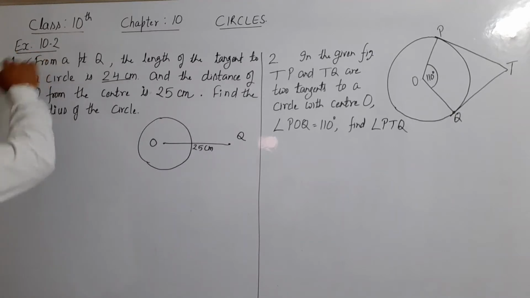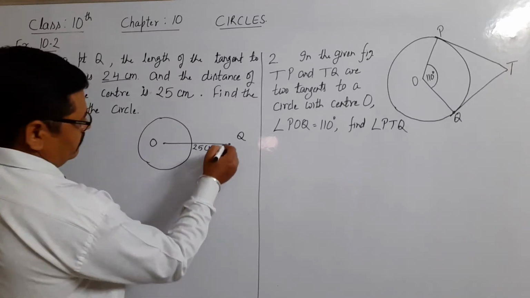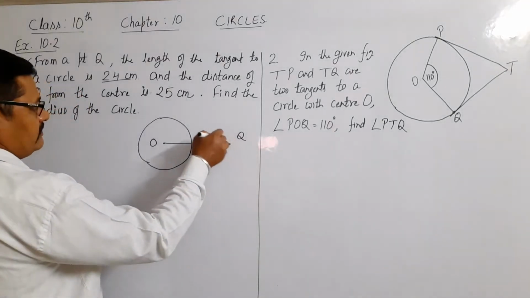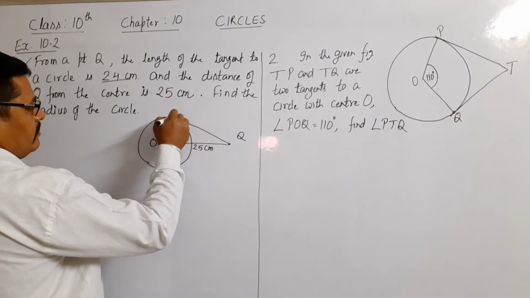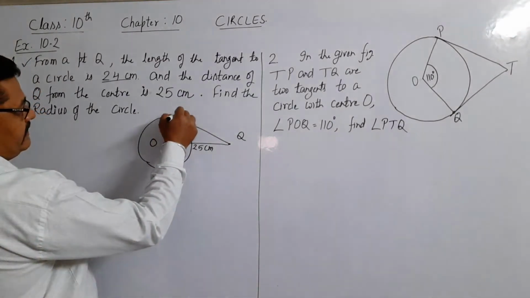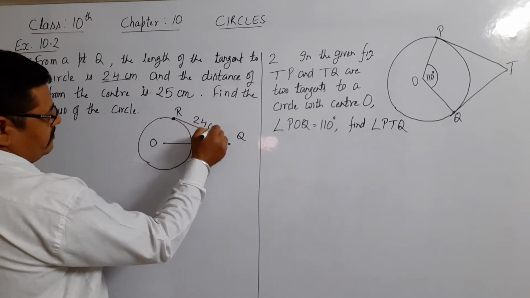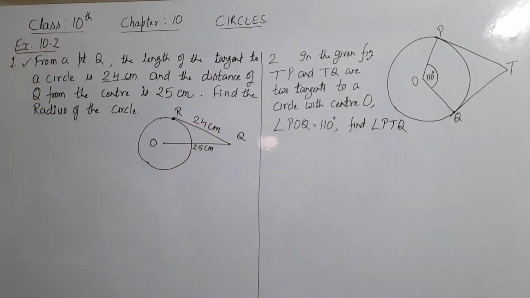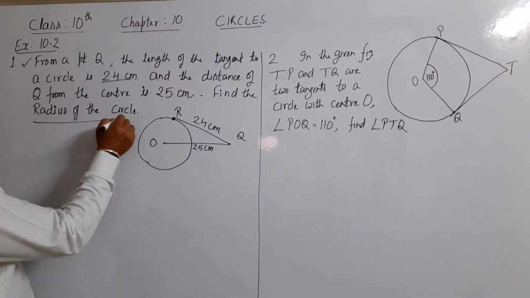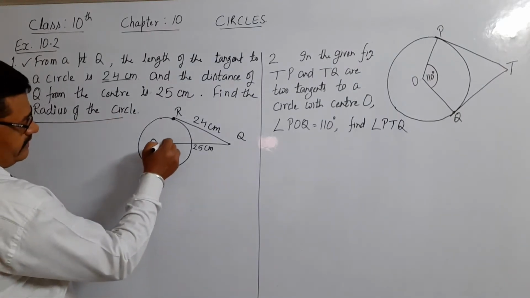And the first length is given from a point Q. The length of tangent to a circle is 24 centimeter. Q से मैं एक ही टेंजेंट डाल देता हूँ इस सर्कल पे. सपोज ये टेंजेंट है QR, इसकी लेंथ है 24 सेंटीमीटर. Now as we have to find radius of the circle, let us draw the radius OR.